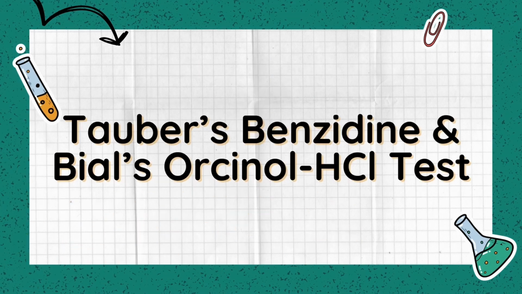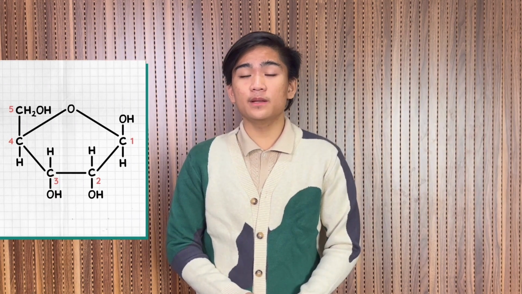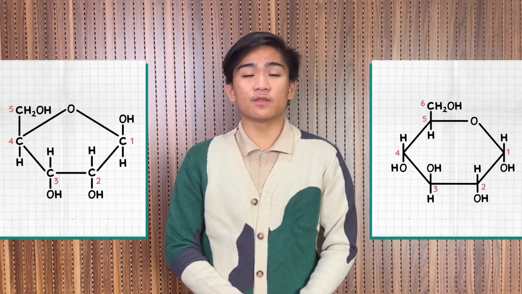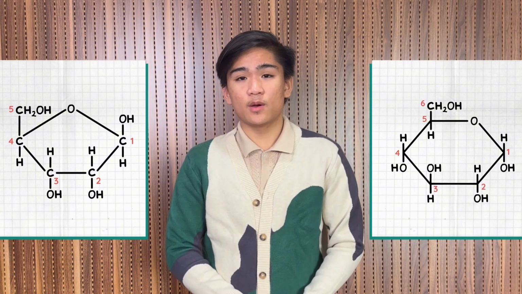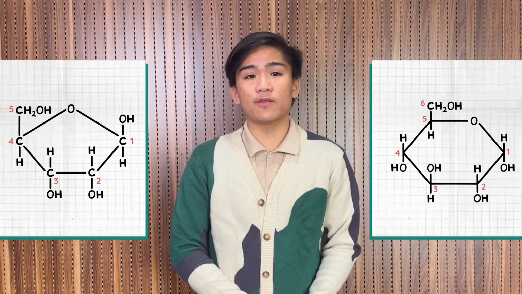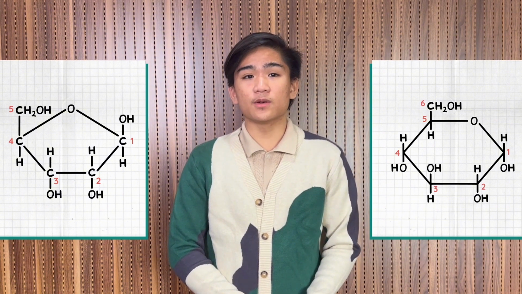These next two tests are used to differentiate pentoses from hexoses. Pentoses from the word penta, meaning 5, and hexoses from the word hexa, meaning 6. With that in mind, we know that pentoses have only 5 carbon atoms, while hexoses have 6. They work similarly, but they have different reagents as well as different indicating results.